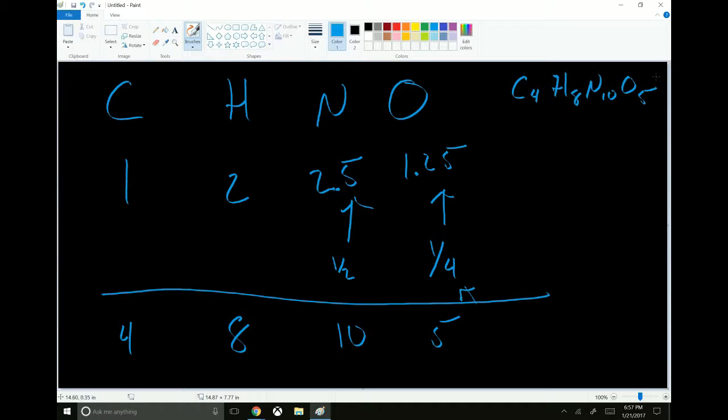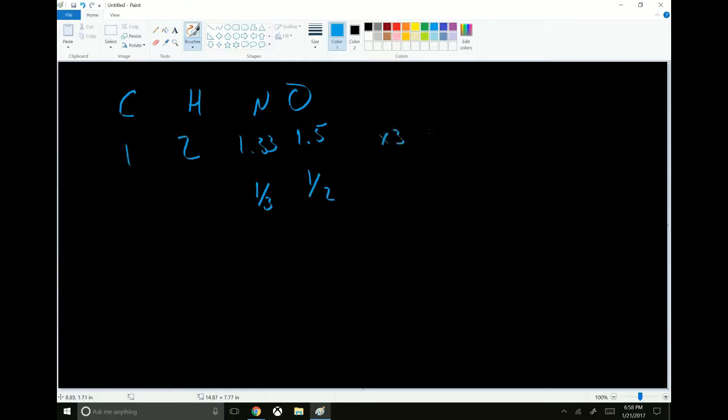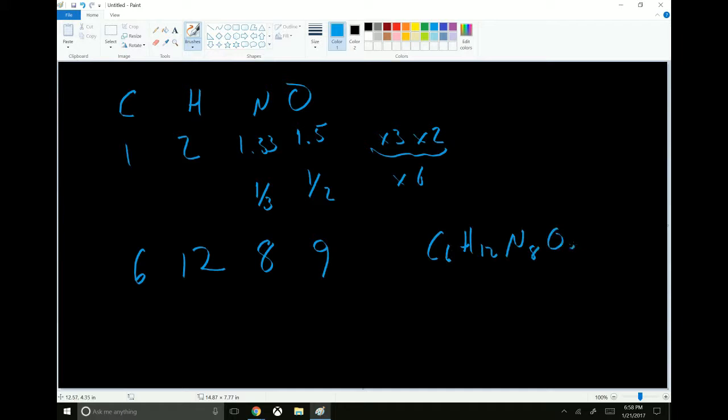I don't think it would ever exist. But you could also get something like CHNO: 1, 2, 1.33, 1.5. Okay, so this is a third and this is a half. There's no common denominator there, so you're going to have to multiply by 3 and by 2. In other words, multiply by 6 if you want to get rid of both of those fractions. And the result of that would be 6, 12, 8, and 9. So that particular one would be C6H12N8O9.